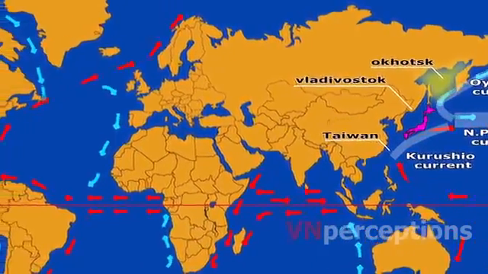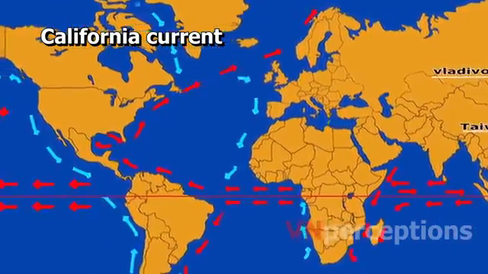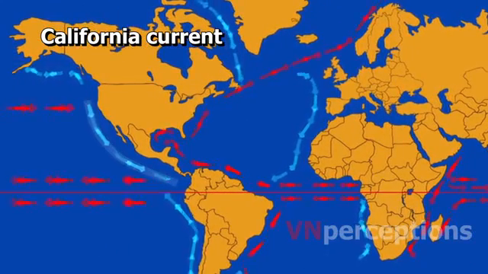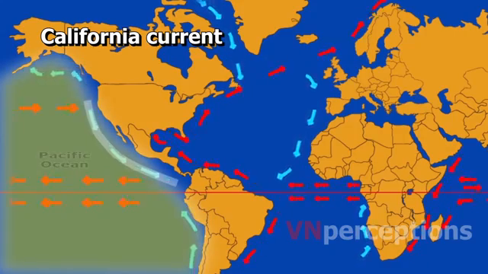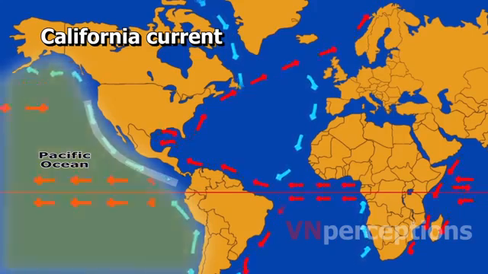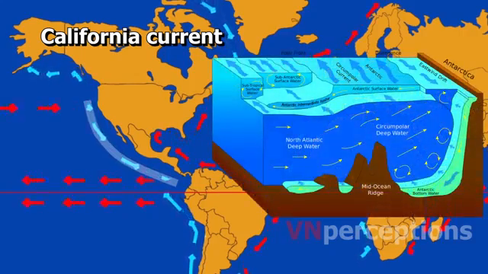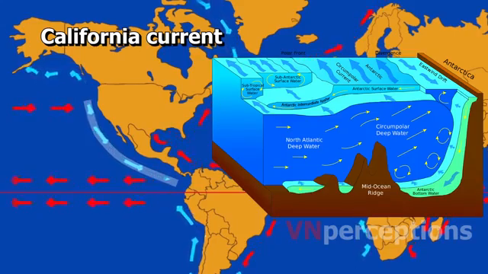Next one is the California current. The California current is an eastern boundary current, so named because it lies on the eastern side of the major ocean basin, that is the Pacific Ocean. All the eastern boundary currents flow equatorward and are characterized by intense coastal upwelling that brings cold, nutrient-rich water from the depths to the surface.